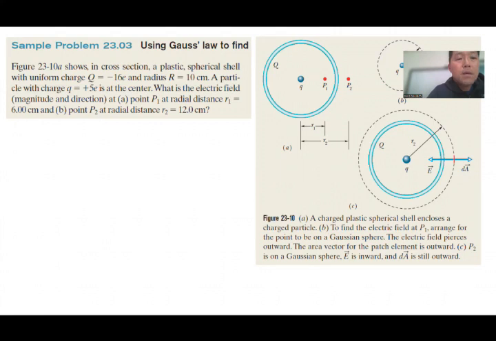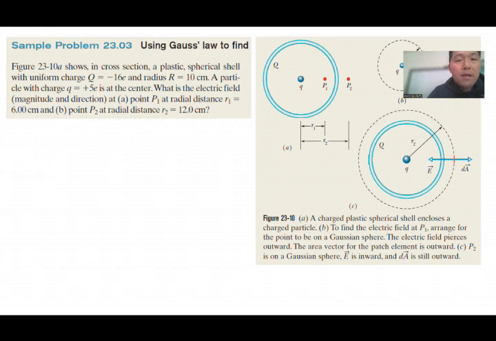Sample problem 23-3. The figure 23-10A, the one on your right, shows in cross section a plastic spherical shell with a uniform charge Q of minus 16e and radius R of 10 centimeters. A particle with a charge of 5e is at the center.